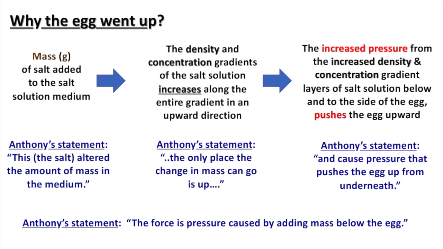Why the egg went up? Mass, G, of salt added to the salt solution medium. Anthony's statement: this, the salt, altered the amount of mass in the medium. The density and concentration gradients of the salt solution increases along the entire gradient in an upward direction. Anthony's statement: the only place the change in mass can go is up. The increased pressure from the increased density and concentration gradient layers of salt solution below and to the side of the egg pushes the egg upward. Anthony's statement: and cause pressure that pushes the egg up from underneath. The force is pressure caused by adding mass below the egg.